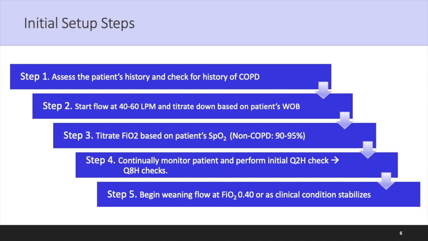So we'll keep the flow up, but once we're able to drop down their FiO2 to about 40%, some protocols say 50%, we can start dialing back their flow a little bit.